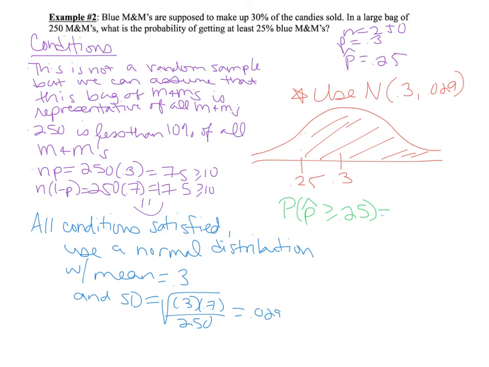So when you do that, you're going to use your calculator, and you are going to use normal CDF. Your starting value is 0.25, that's your lower. Upper value is any big number. Your mean is 0.3, and your standard deviation is 0.029. When you do that, you end up getting 0.957, and that is your answer.